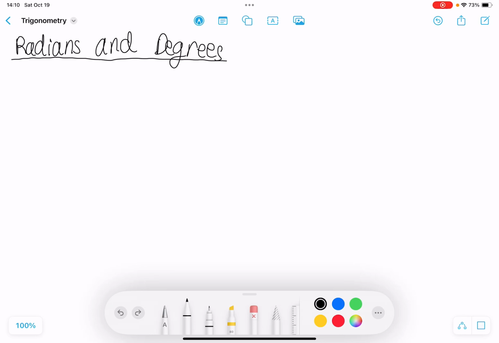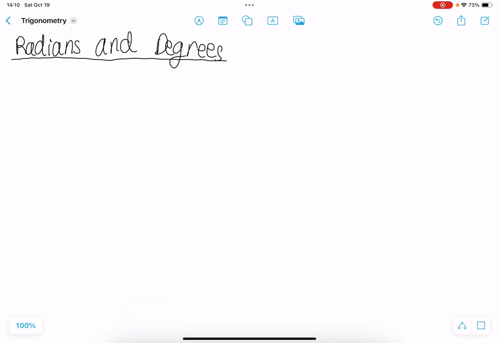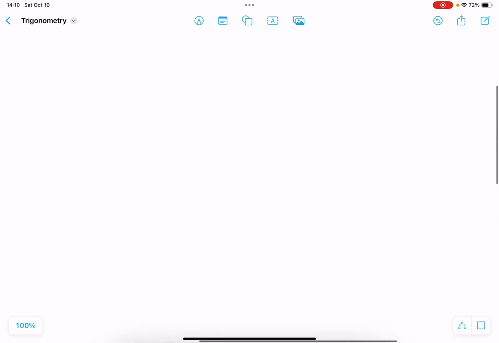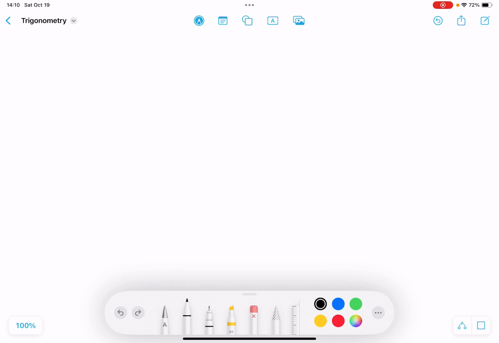Today is the first lesson of, I guess, kind of advanced trig. So we're going to talk about radians and degrees. But before that, a bit of quick recap on the basic trig functions: sine, cosine, and tangent.